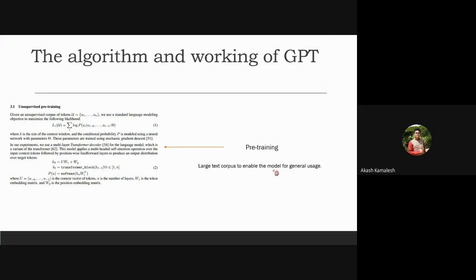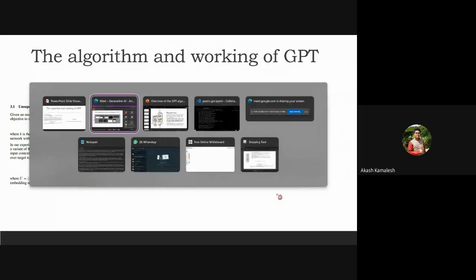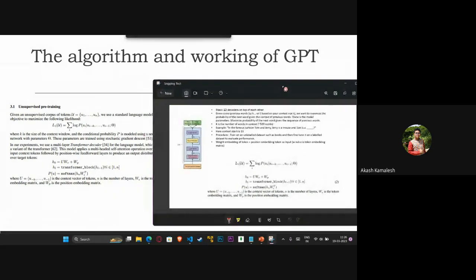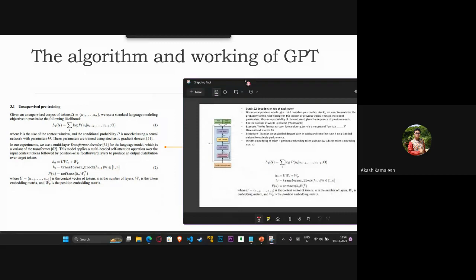Okay. So I will talk about the algorithm of GPT now. GPT has 12 decoders on top of each other, as I had mentioned. This is the first part, the unsupervised pre-training. Coming to a bit of maths here, you're trying to predict the maximum likelihood estimate, or the MLE.